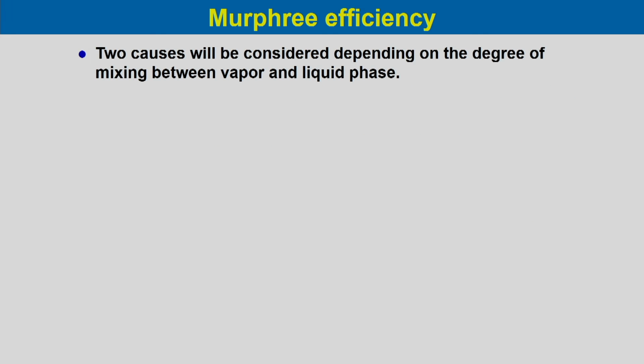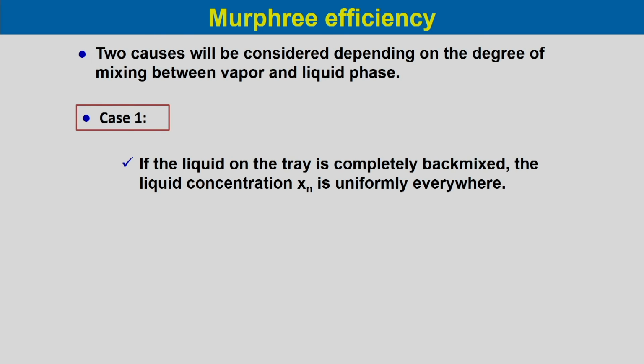Cases will be considered depending on the degree of mixing between the vapor and liquid phase. Case 1: if the liquid on the tray is completely back mixed, the liquid concentration Xn is uniform everywhere. So, for complete back mixing systems, the liquid concentration Xn will be uniform throughout the tray. So, EMG would be equal to EOG. So, the point efficiency would be equal to the Murphree efficiency.